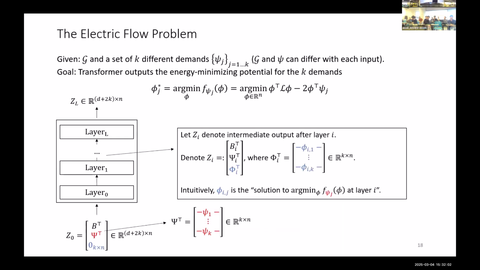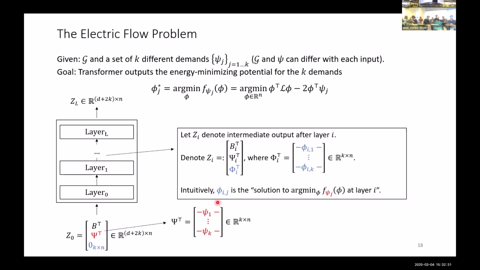We'll let the capital Z sub I denote the intermediate output after layer I. And just as we have three different things concatenated in the input, we'll give names to the corresponding three components of Z_I. So the first k rows, we'll call it B_I transpose. The next k rows, we'll call it B_I transpose. And the final, I guess, k rows, we'll call it phi.